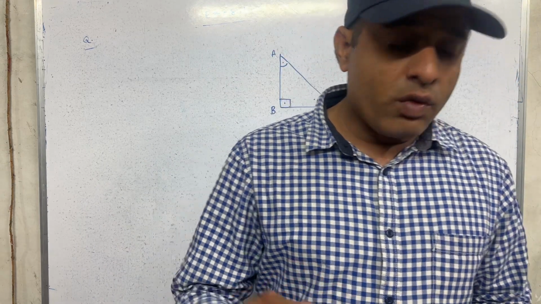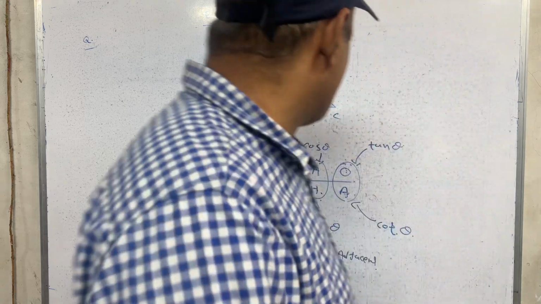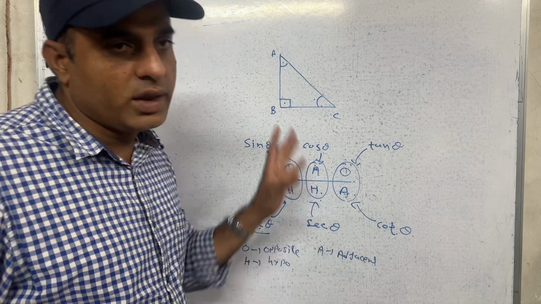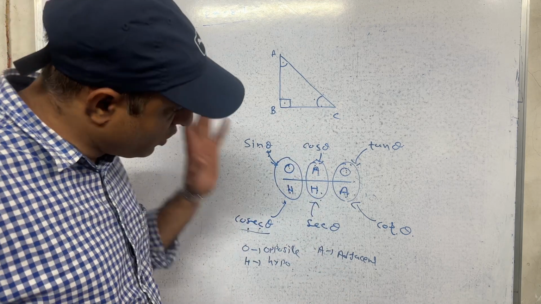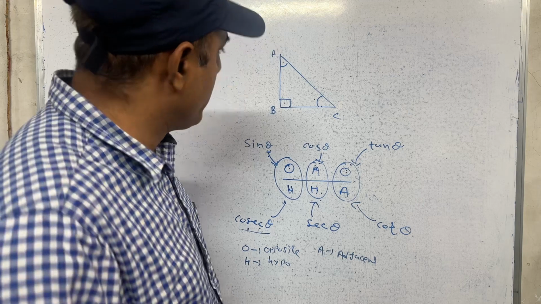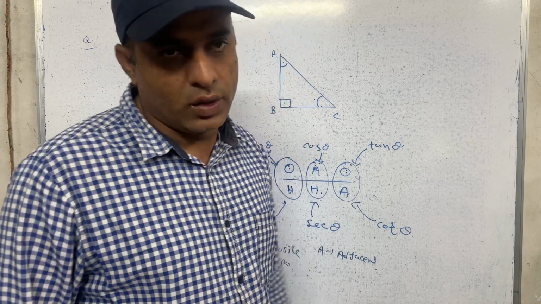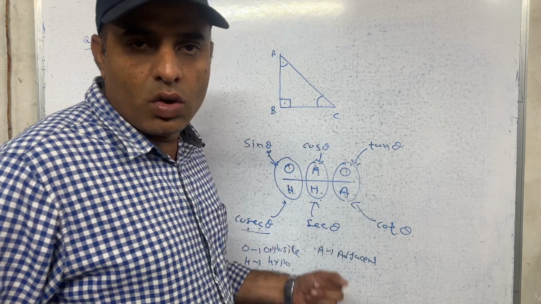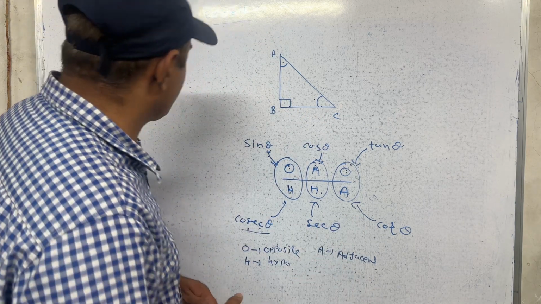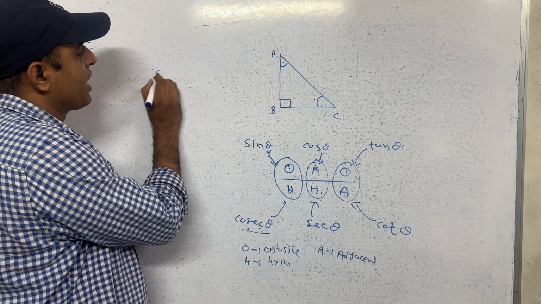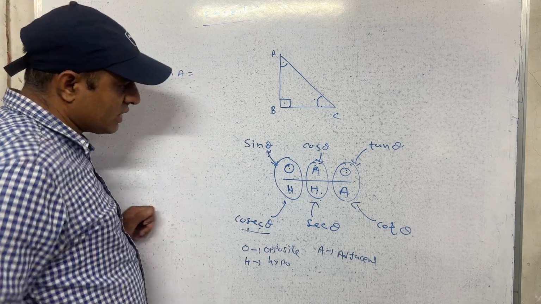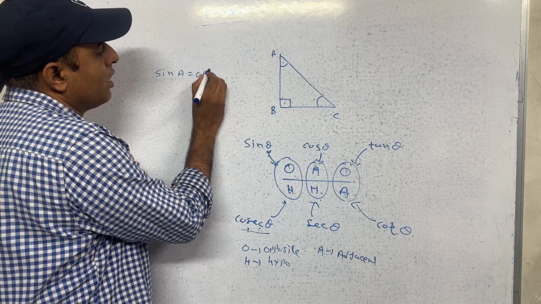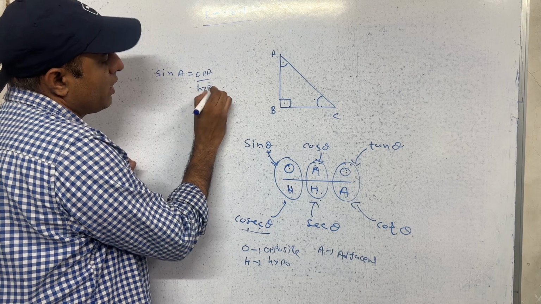Now one more thing you have to remember is how you will identify in the triangle what is opposite, what is adjacent and what is hypotenuse. It is very important and many students get confused in that. So let us understand how we will identify hypo, opposite and adjacent. Suppose I am writing here sine A. Sine A is what? Opposite by hypo. So I will write here opposite by hypo.